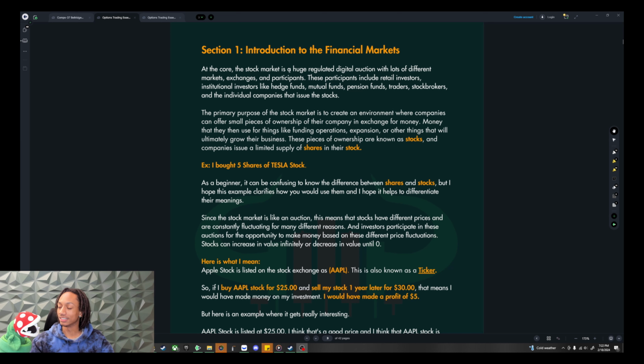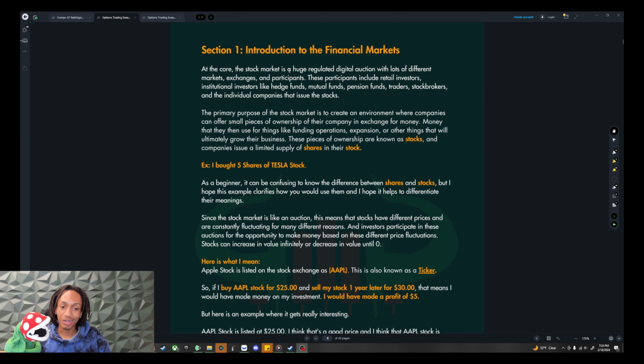I want you to think of the stock market as a huge digital auction. It has a bunch of different markets, exchanges, and obviously participants. Me, you, institutions, investors, we're all participants in the market. We're all trying to buy and sell stocks and make money.